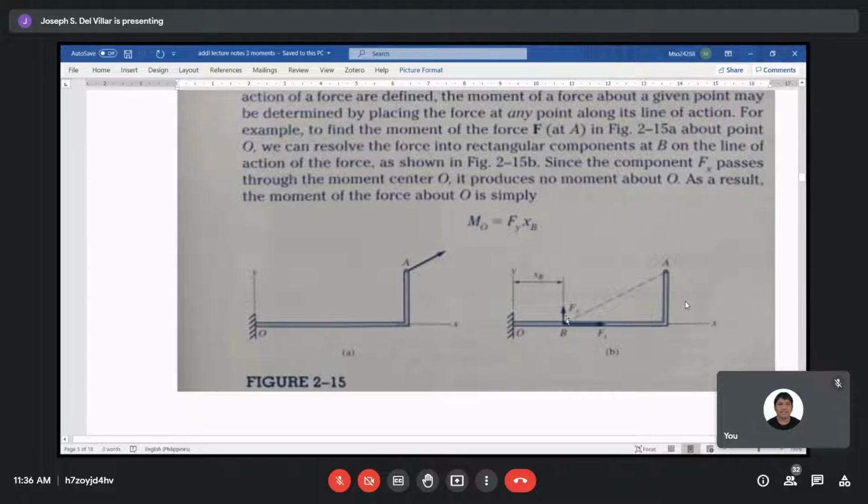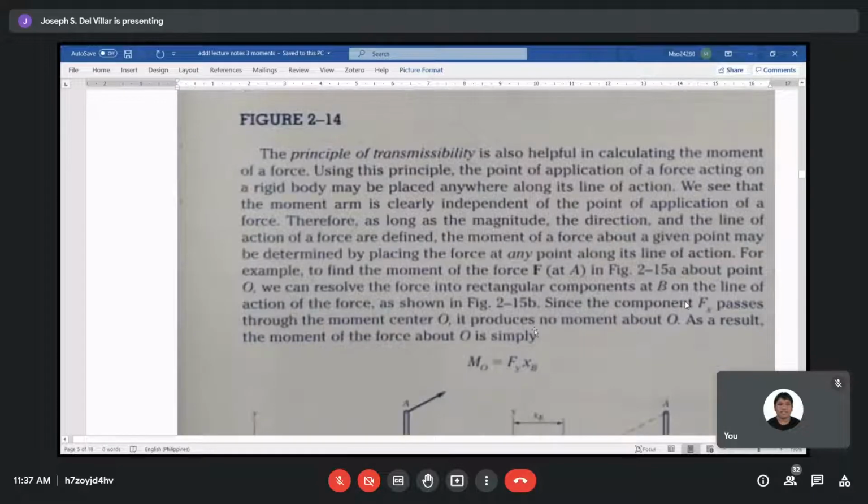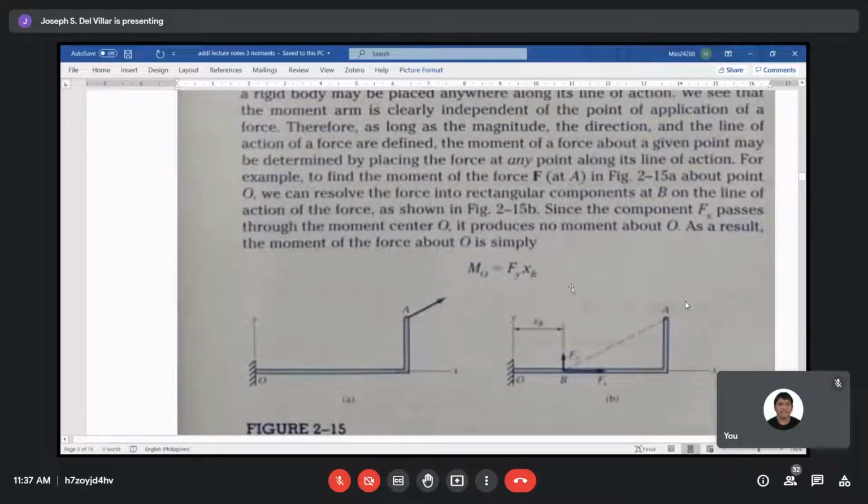And the effect of Fy to the bar is to rotate the bar counterclockwise. So the moment arm of Fy is ito, X sub B. So force times the perpendicular distance. Yun yung moment. So itong moment na to is also equal to this. Pero dito kasi, ang in-apply dito is principle of transmissibility.